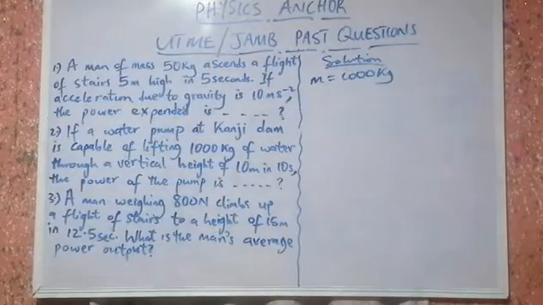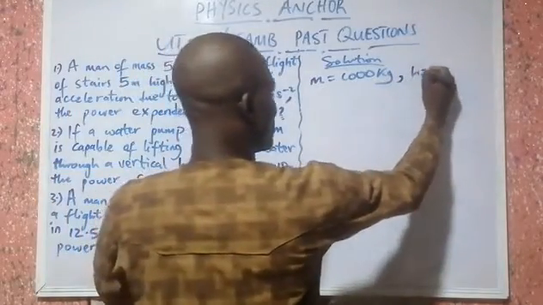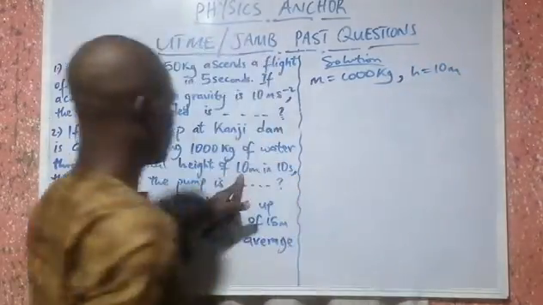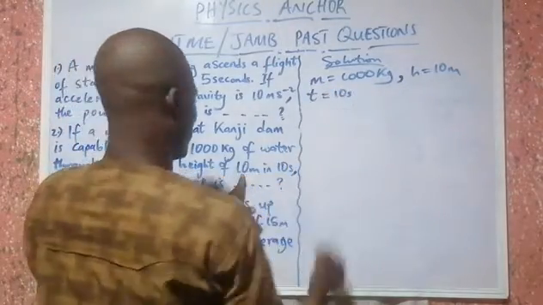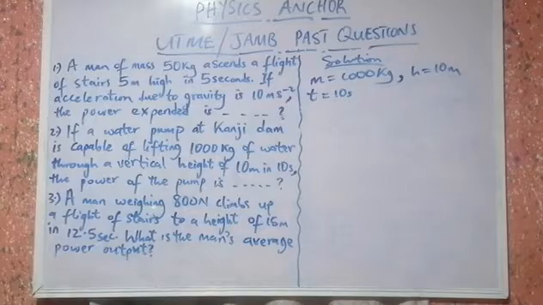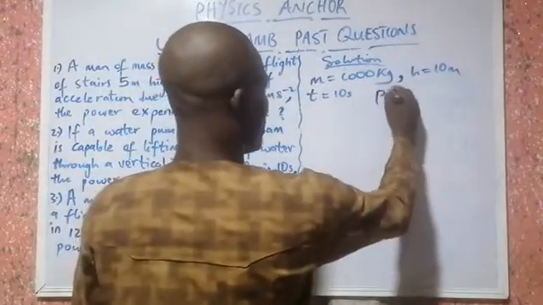So we also have height. The height is 10 meters, and we have time. Time is 10 seconds. Okay, so they are asking us to calculate the power. P is the question mark.